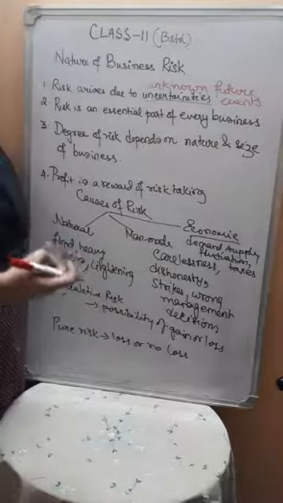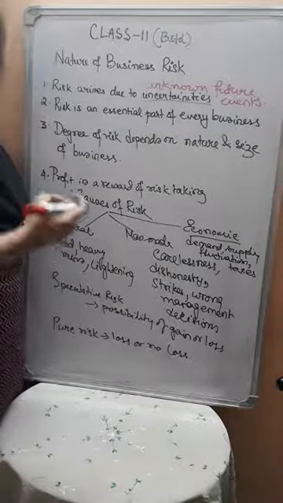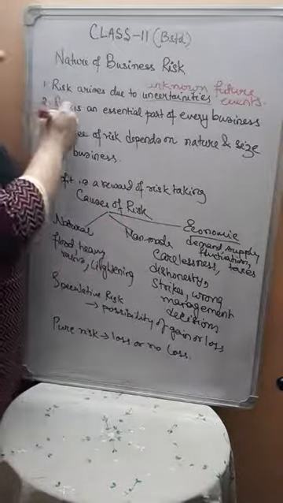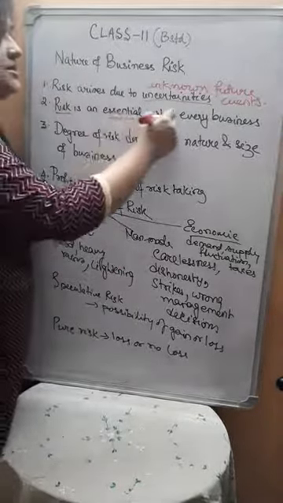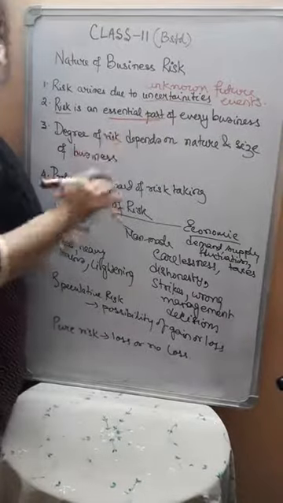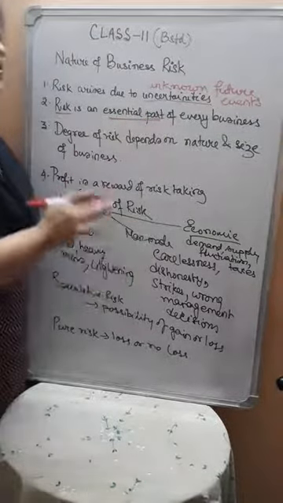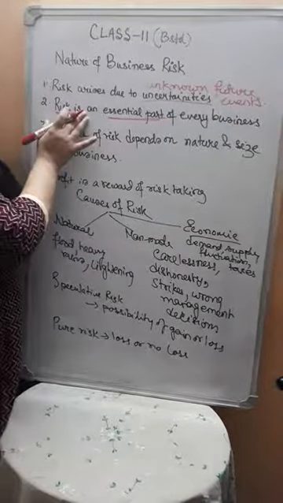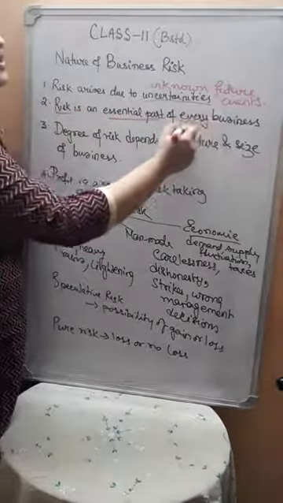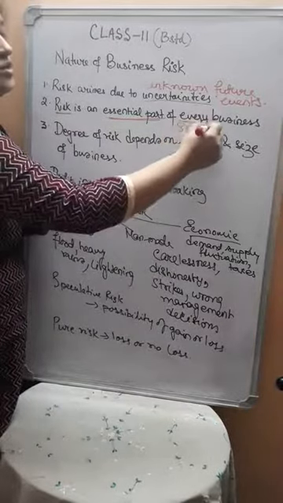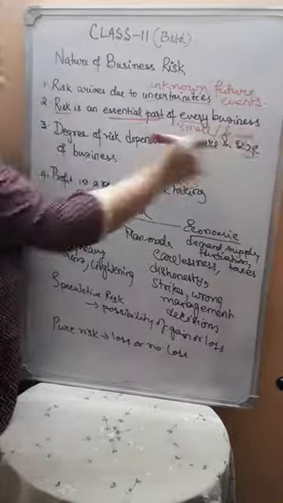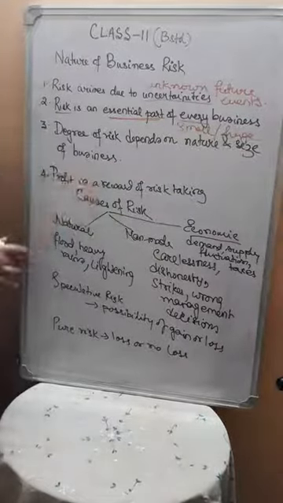That is why they know that if you are entering a business, you have to be optimistic that risk is always there. Essential part means it is always present in every business, whether it is small or huge. So risk is an essential part of every business, meaning whether you have a small business or a huge business outlay, risk is always attached.